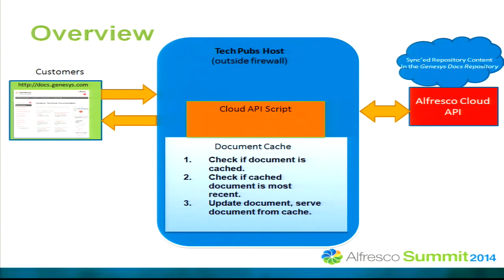So as Michael showed, a customer will come to our website, request a document, and will be served the document from a cloud, from Alfresco Cloud. In Alfresco Cloud, we have all our documents synced from the on-premise version of Alfresco. So in between there, we have this script that acts as a middleman that will fetch the content from Alfresco Cloud and deliver it to the customer.